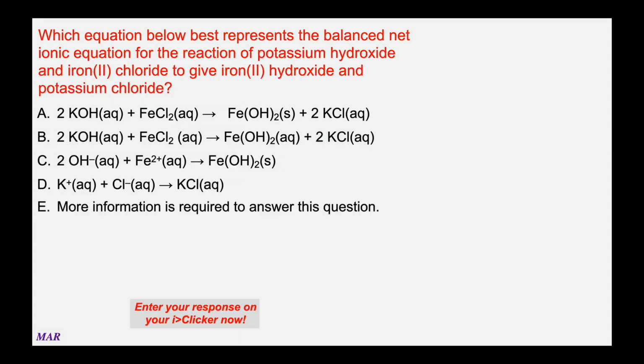Which equation below best represents the balanced net ionic equation, so no spectators, for the reaction of potassium hydroxide and iron(II) chloride to give iron(II) hydroxide and potassium chloride? So in this problem, I'm basically giving you the names of all the compounds, and I want you to balance it, pull out the spectators, and give me the balanced net ionic reaction.